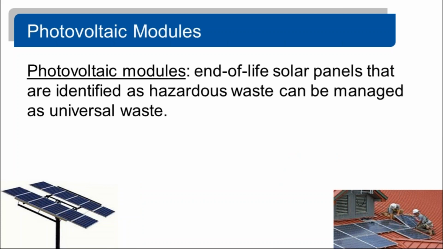Photovoltaic modules, or PV modules, solar panels identified as hazardous waste, can be managed as universal waste. Some, not all, but a lot of it would be hazardous waste. It does exhibit characteristics of toxicity. They intentionally add heavy metals to allow specific light penetration through the glass used on these modules, as well as some of the solder components. So there are some heavy metals in the PV module. That is why they would often be hazardous waste, but can currently be managed as universal waste.